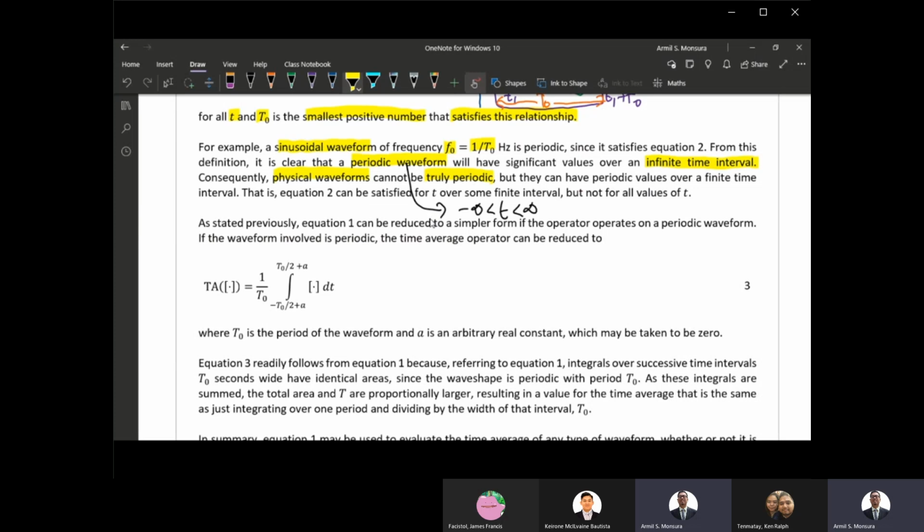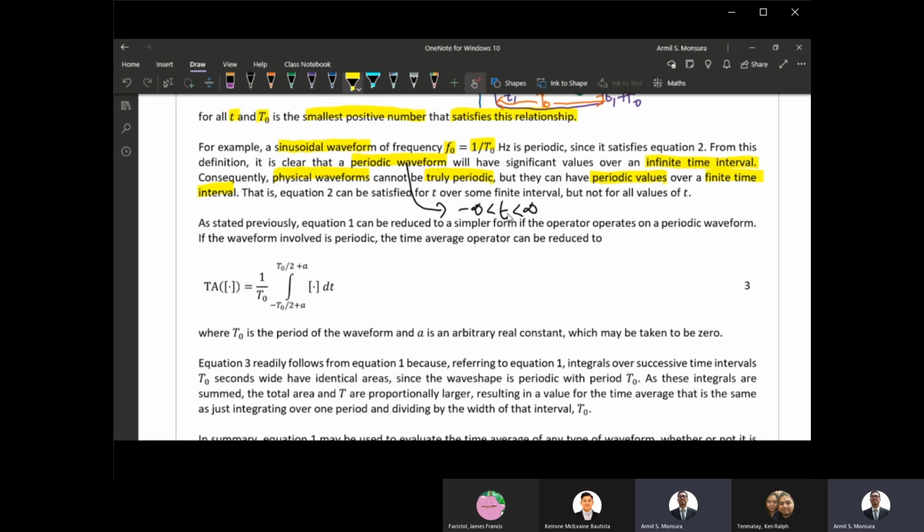Okay? Pero ang sagot natin diyan is this. We will consider them to be periodic. Okay? We can consider them to be periodic, but periodic only over a finite interval. So, ibig sabihin, hindi siya periodic for all t. Okay? But periodic siya for a certain interval of time.